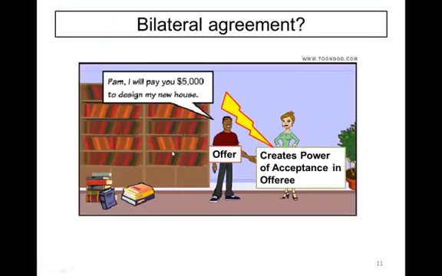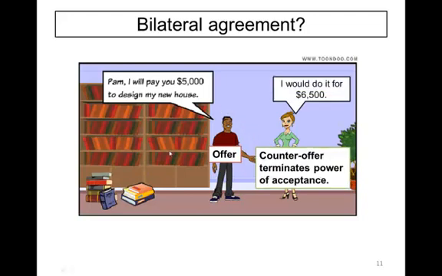Here's an example. Pam will pay you $5,000 to design my new house. Creates the power of acceptance in the offeree. She says, I would do it for $6,500. That counteroffer terminates the power of acceptance.